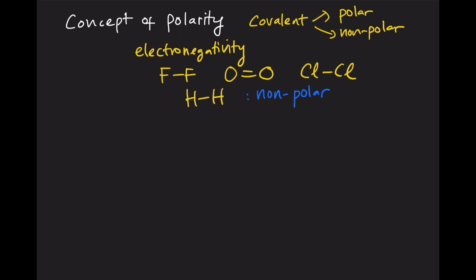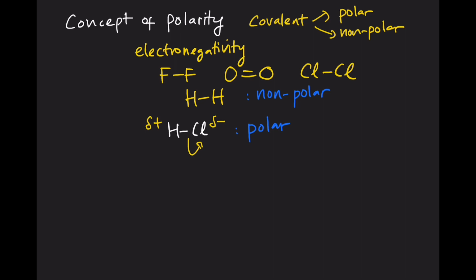This is different when we have something like HCl, or something similar like HF, HBr, and so on. Because we have a significant difference in electronegativity, Cl being more electronegative than H, the electron that is being shared in the middle will be pulled closer toward the Cl, making Cl a partially negative pole and H a partially positive pole. In this case, we have a polar compound.